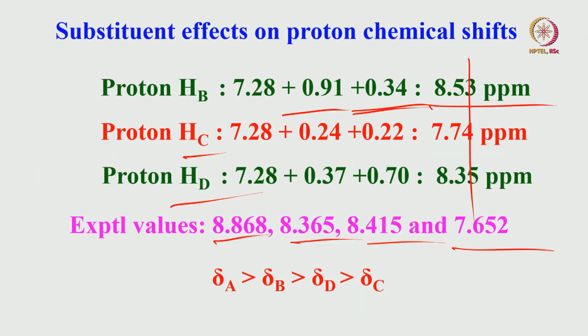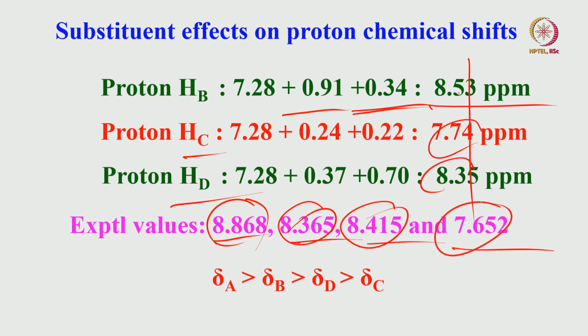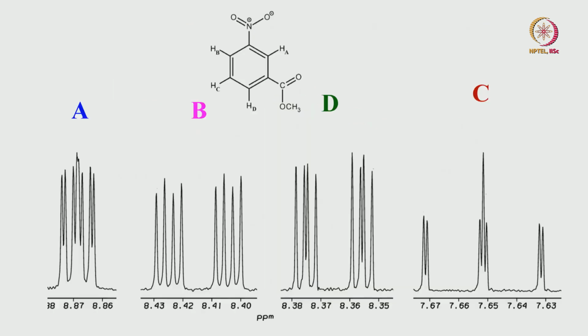HA is 8.93. See, this is very close to this one, 8.86, and of course HB is 8.53. 8.53 is somewhere here, or you can take this one, and 8.35 is here, and this is 7.4. Not precisely, but close by. But that is enough to make the assignment, and then further you can iterate it and make it very precise, looking at the multiplicity pattern and so on. This is what it is.